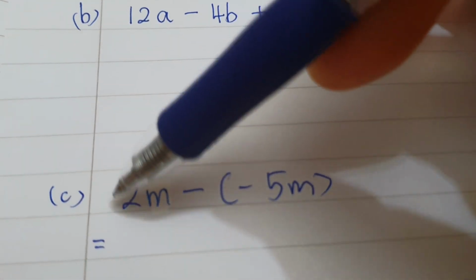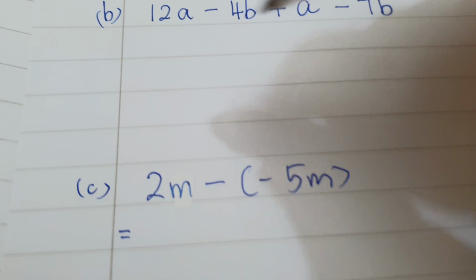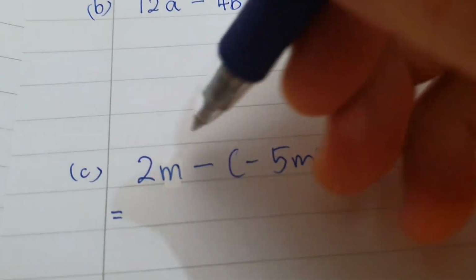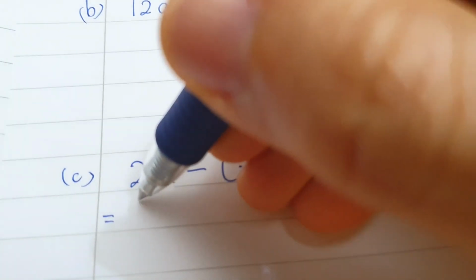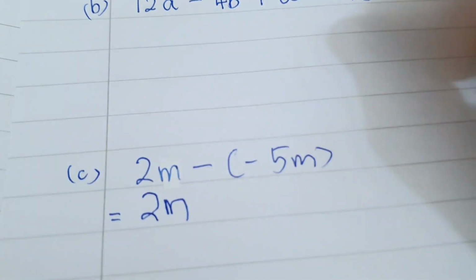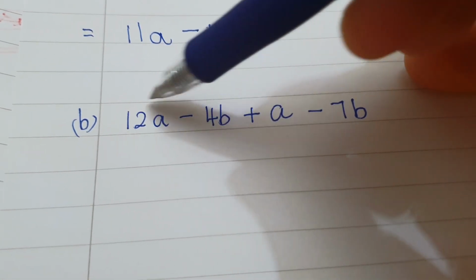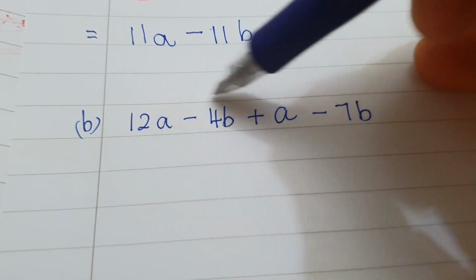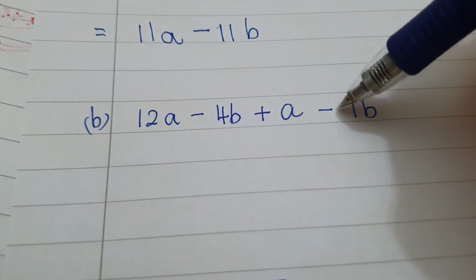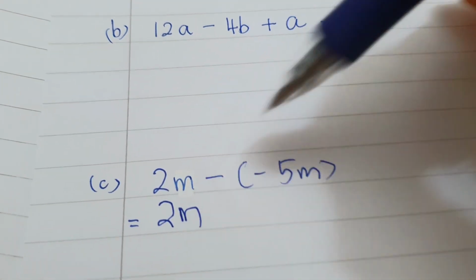Take a look here. 2m. Is there any bracket for this? Don't have. So the 2m is just 2m. It's just like 12a. It's on its own. You're not going to multiply it to anything. So it's just 2m.